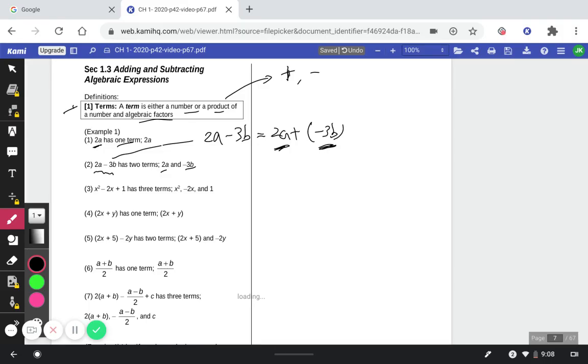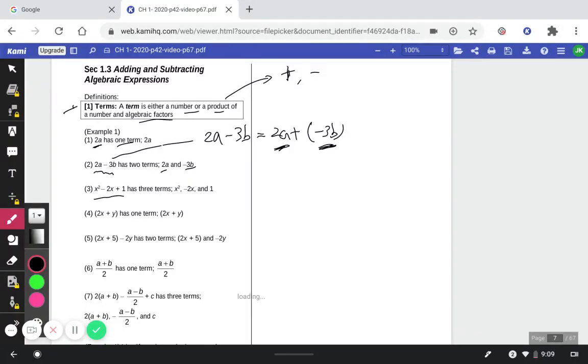It is always a good idea to translate minus into plus with a negative 3b. That's better than saying you have 2a and minus 3b. You confuse yourself many times if you stay with a minus. So it's better off you say 2a and negative 3b. Okay?